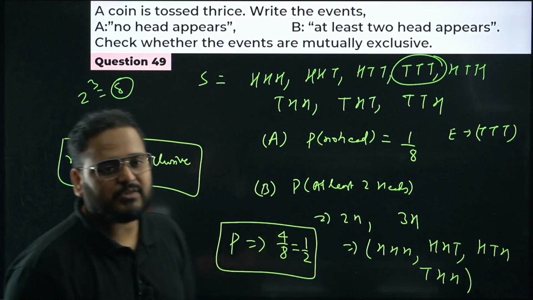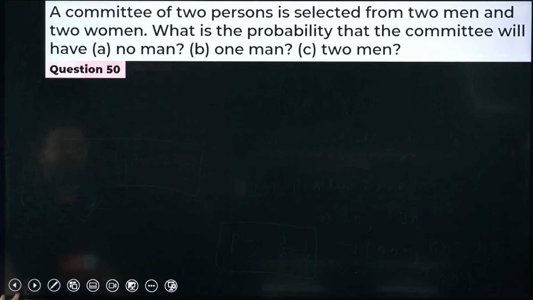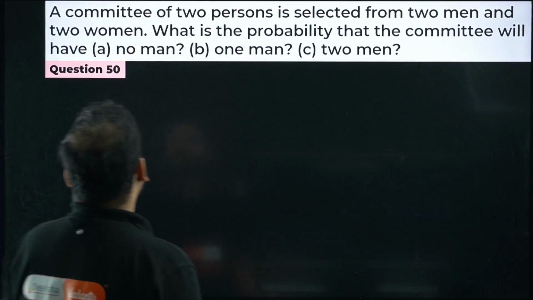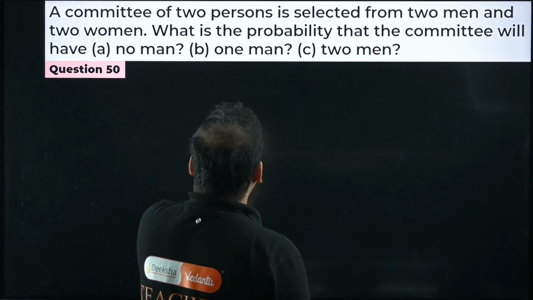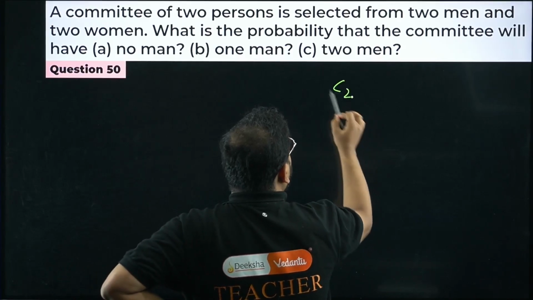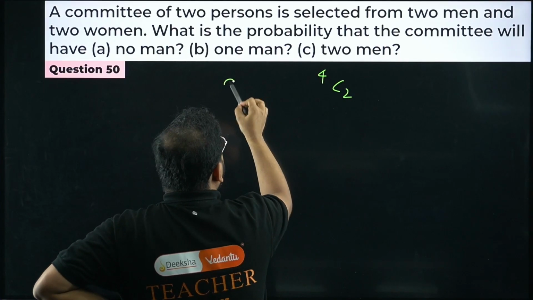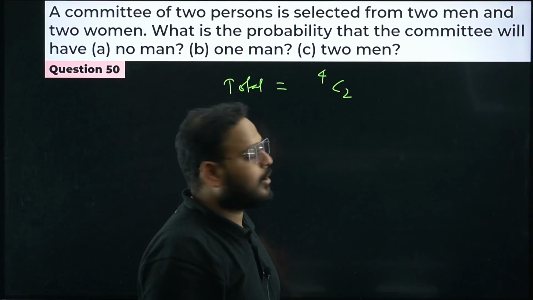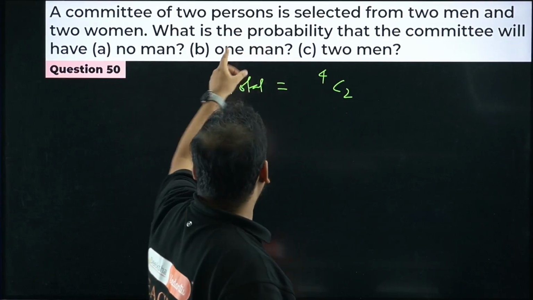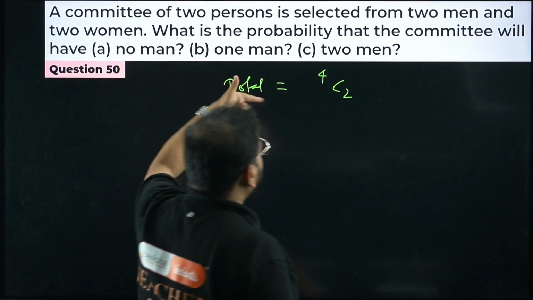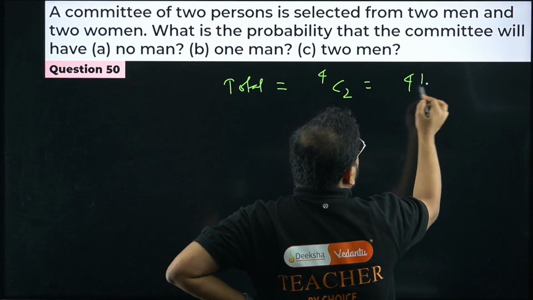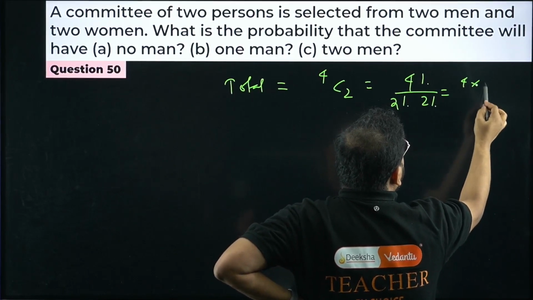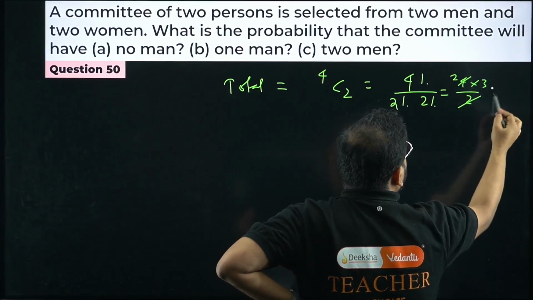49th is done. Let's solve the last question, 50th. A committee of 2 persons is selected from 2 men and 2 women. So we want 2 persons from 4. That's the total number of combinations. Choosing 2 from 4. So 4C2, what is that going to be? 4 factorial by 2 factorial into 2 factorial will become 4 into 3 by 2. How much is that? 6, sir.